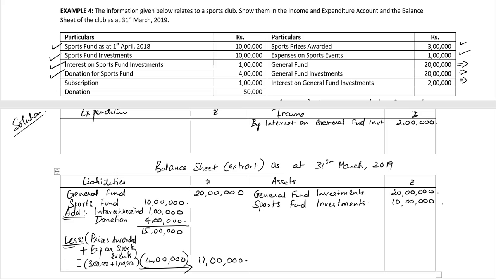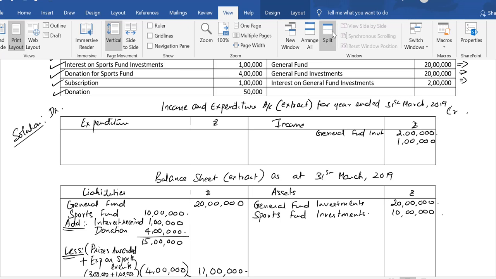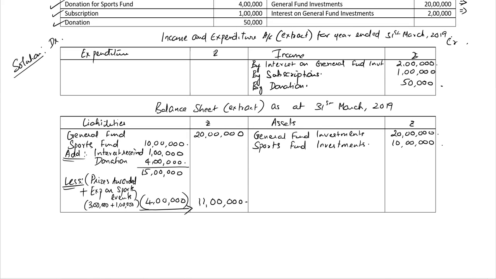The two items left are subscription received, which we will show in the income side, by subscriptions 1 lakh rupees, and there is a general donation of rupees 50,000. By donation 50,000 rupees. The items are done. I'll remove the split and we can view the answer. So we have the extract of the income and expenditure account as well as the extract of the balance sheet.